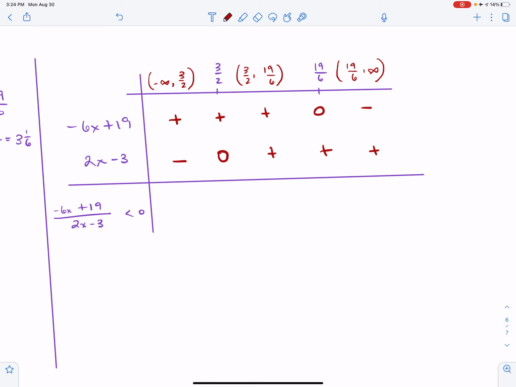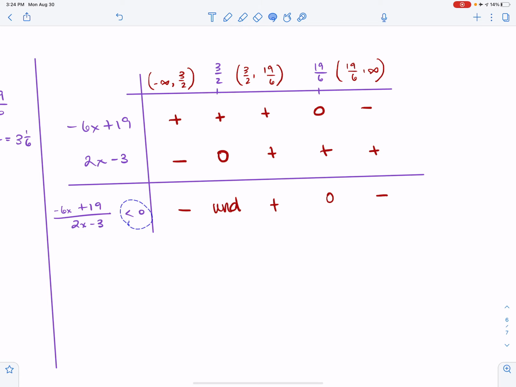So now let's divide each of our signs. Pos divided by negative is negative. Pos divided by 0, remember you can't have a 0 on bottom, so this is undefined. Pos divided by pos is pos. 0 divided by pos is going to be 0. And negative divided by positive is going to be negative.